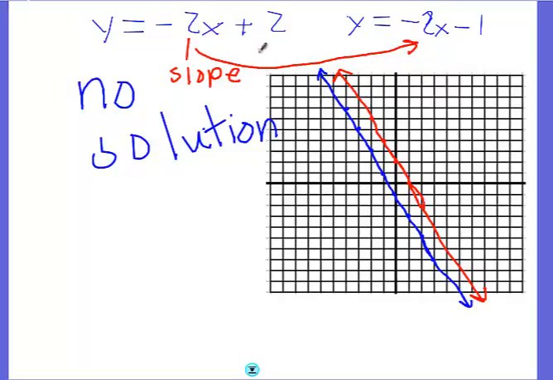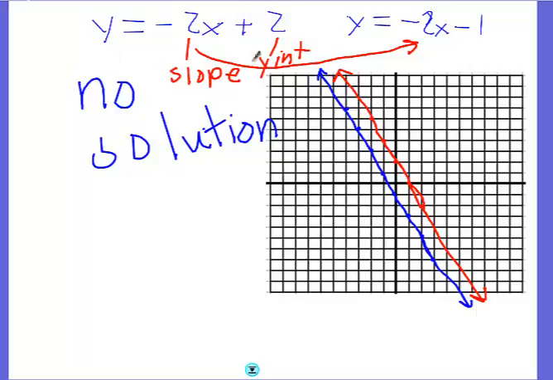The next thing you have to look at is their y-intercepts. Here's your y-intercept. Alright? Positive 2 and a negative 1. They're different y-intercepts. So these two lines have the same slope, different y-intercept, therefore we know they're parallel, therefore we know there's no solution. But in order to solve that graphically, we must graph them.